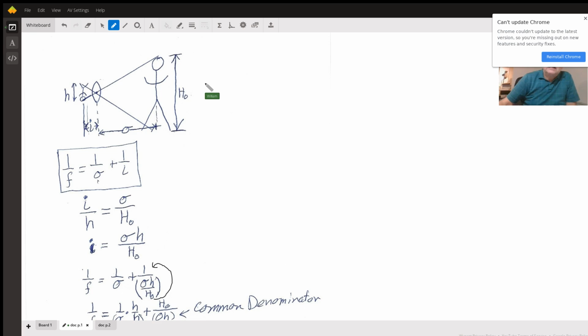I'm Bill Wyzant, and I'm going to talk about the thin lens formula and how you solve for the object distance O here in this diagram. Let's look at the problem the way it was set up.